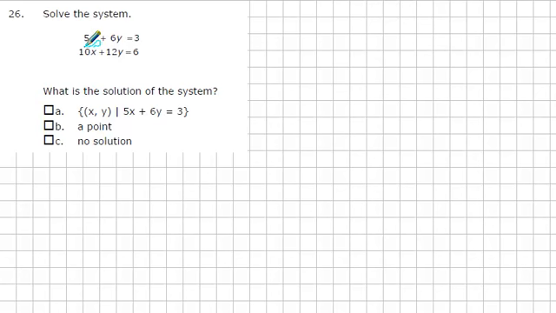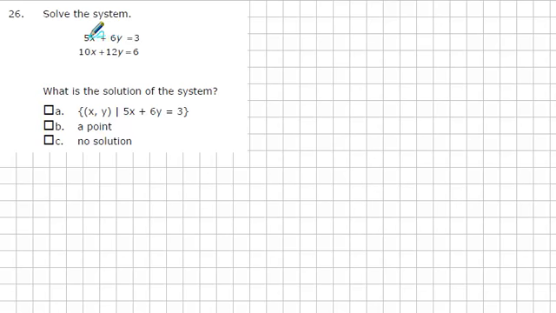The idea is that we want to add the equations together and have one of the variables be eliminated. Right now that won't happen. 5x plus 10x is 15x. 6y plus 12y is equal to 18y. So what we need to do is to multiply one or both of these equations by some number so that when we do add the equations together, one of the variables will be eliminated.